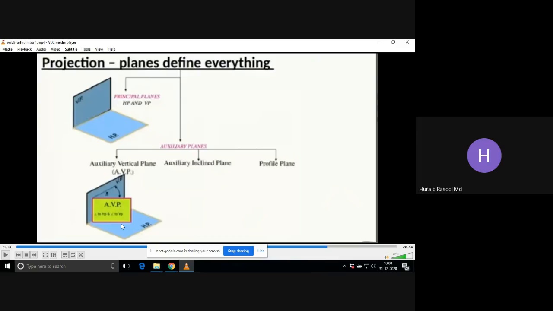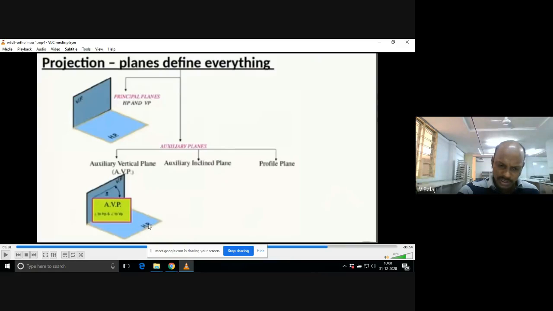Yes, sir. So perpendicular to HP, it is kept like that on the ground. It is kept on the ground, that means perpendicular to the ground and away from VP, away from VP at some angle. That is, we call it inclined to VP. So this is called the auxiliary vertical plane, inclined to the vertical plane and perpendicular to the horizontal plane. Now this is one additional reference plane, we call it auxiliary planes.